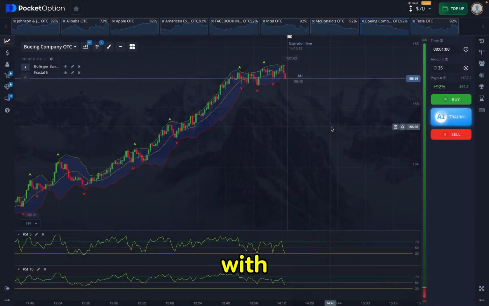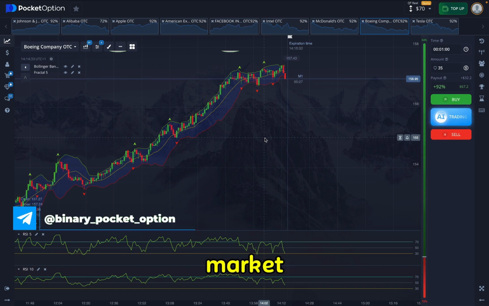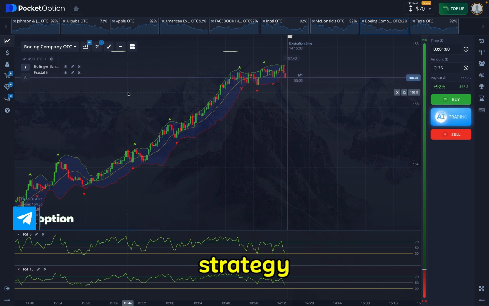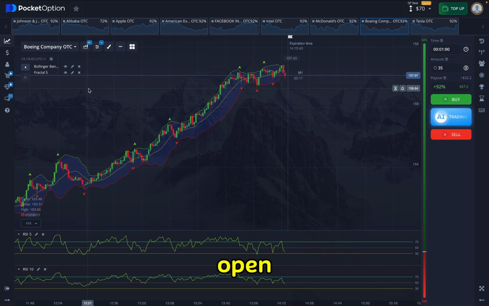So let's get started with today's trading. I'm focusing on company stocks and assets with the best movement patterns and payout percentages, which you can see right here. I have already made a small analysis of the market and came to the conclusion that today we will use the following strategy. It is universal in my opinion, and thanks to it, you can open trades as well.